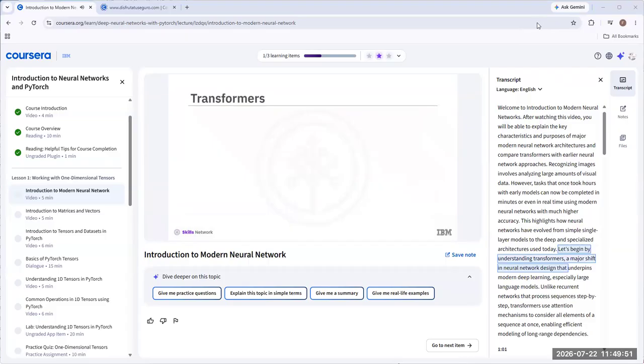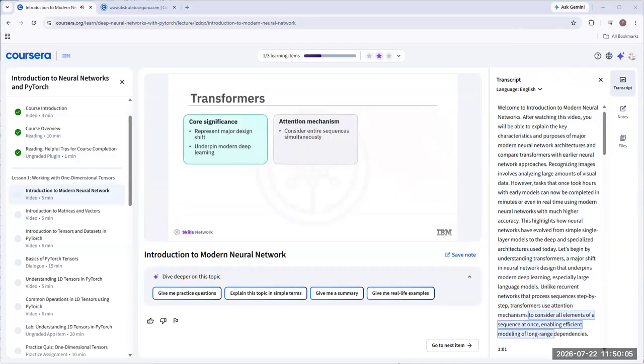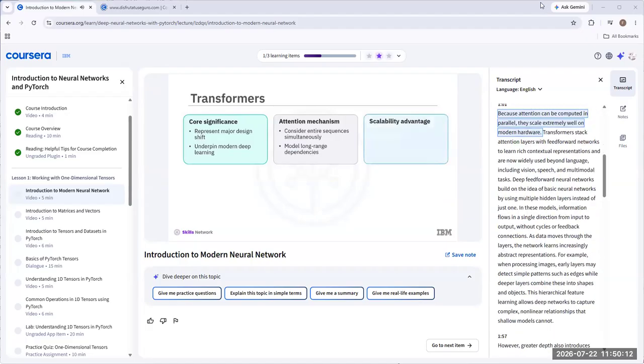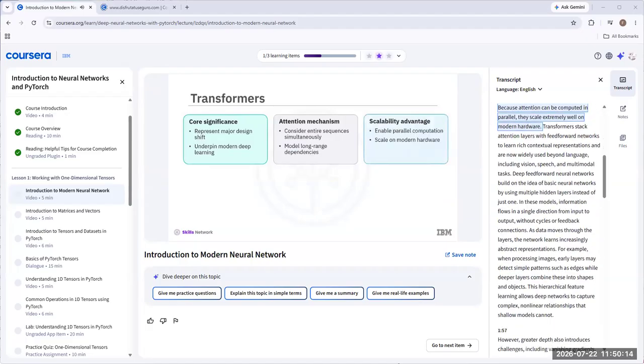Let's begin by understanding transformers, a major shift in neural network design that underpins modern deep learning, especially large language models. Unlike recurrent networks that process sequences step by step, transformers use attention mechanisms to consider all elements of a sequence at once, enabling efficient modeling of long-range dependencies. Because attention can be computed in parallel, they scale extremely well on modern hardware.